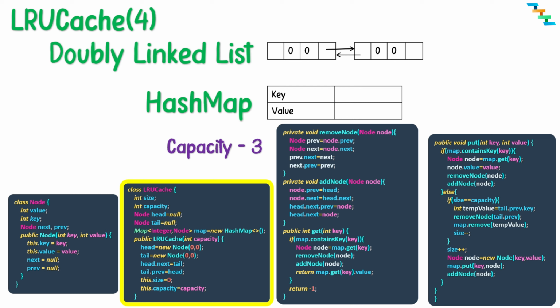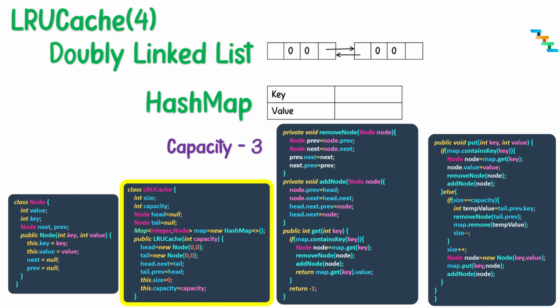In the constructor, we are getting the capacity as the parameter. We are creating a dummy head and tail node with key as 0 and value as 0. Link the head's next reference to the tail and tail's previous reference to the head. Initialize the size as 0 and assign the capacity to the class instance variable. Here we are assigning the capacity to 3.